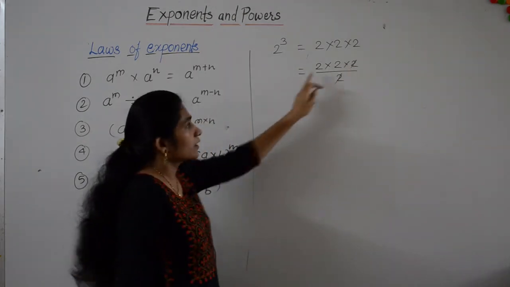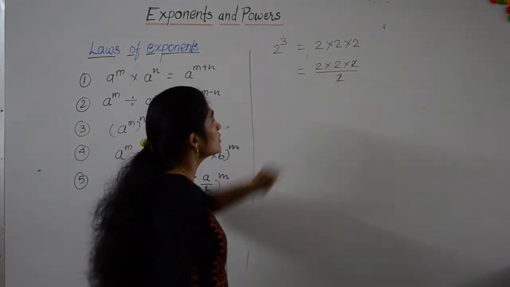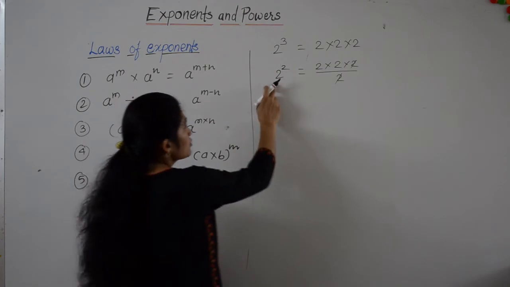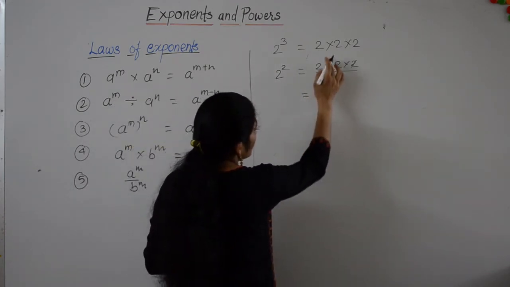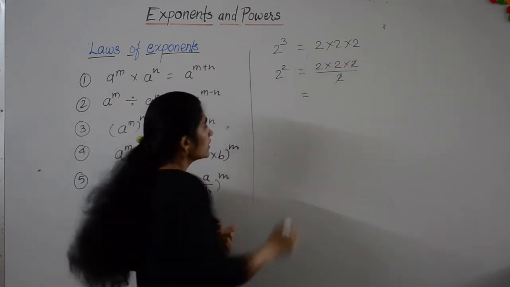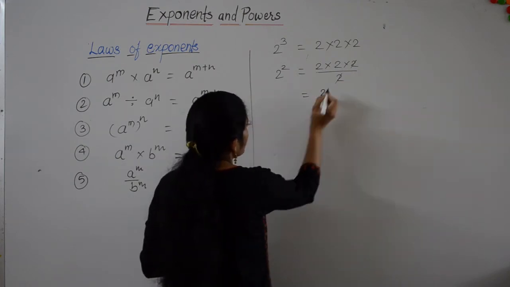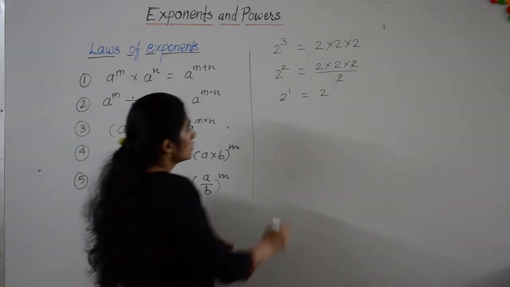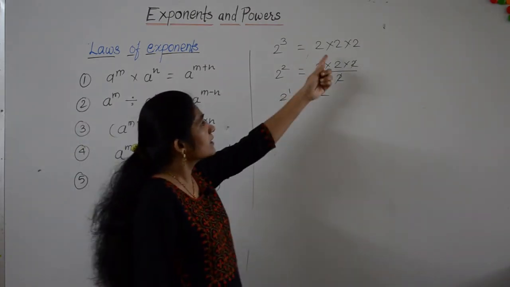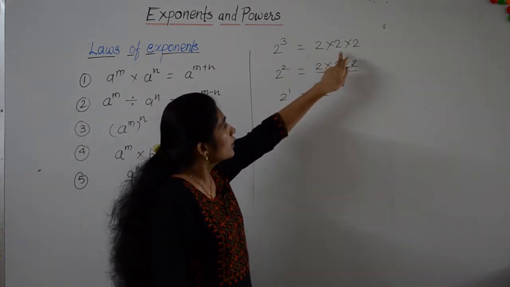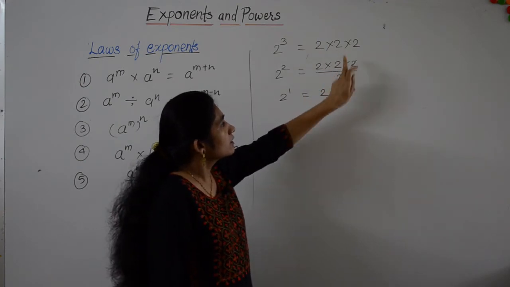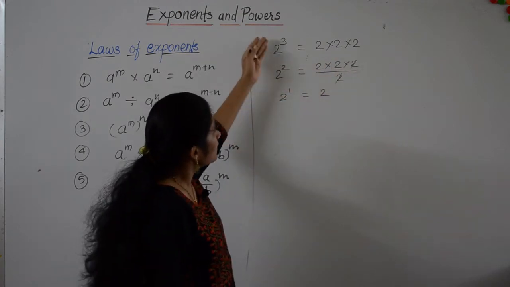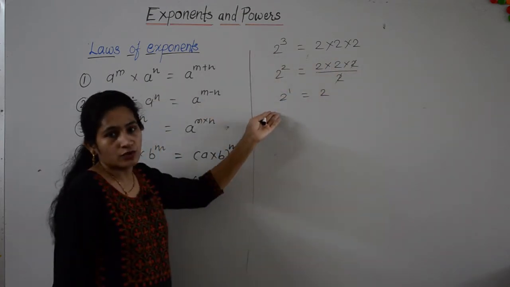2 will get cancelled. I get 2 into 2, and this 2 into 2 is nothing but 2 square, because 2 square is equal to 2 into 2. If again I divide this 2 into 2 by 2, then I will get 2, and 2 means 2 raised to power 1. Now if we go back and analyze, when we divide this product by 2 on the right side, on the left side the exponent is getting reduced.